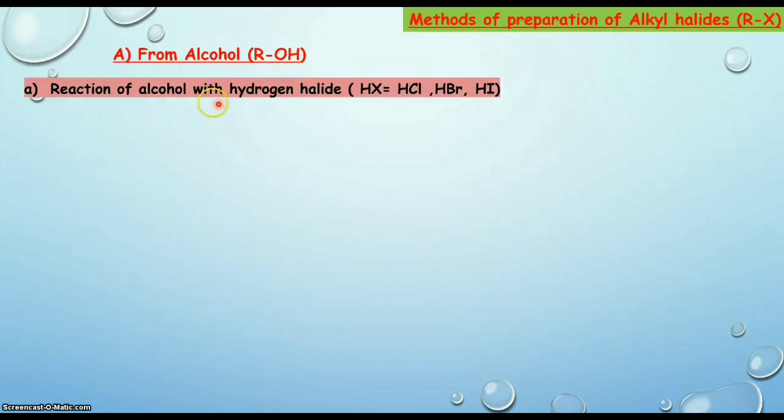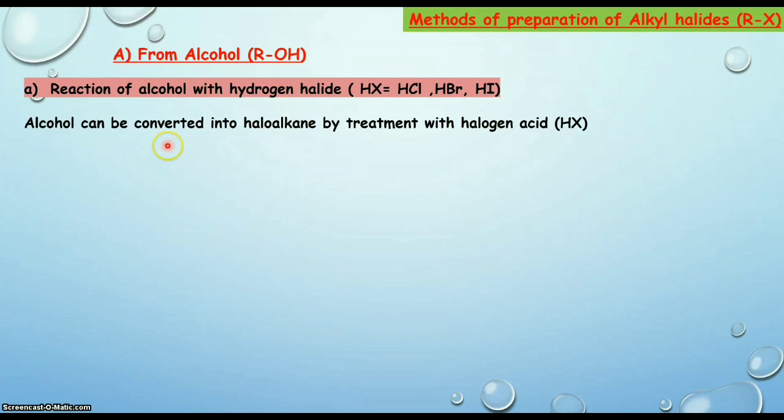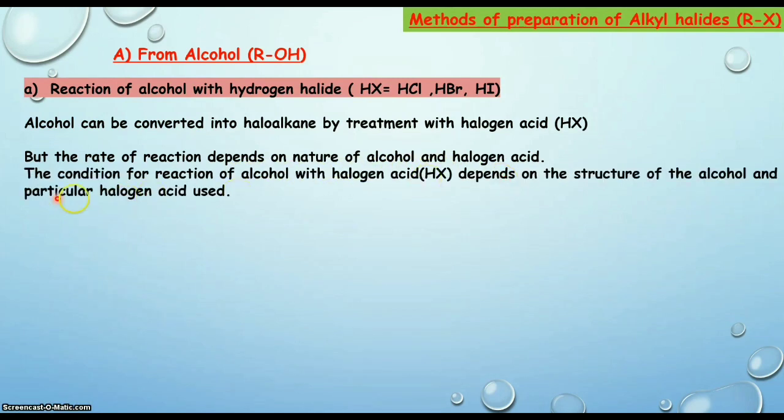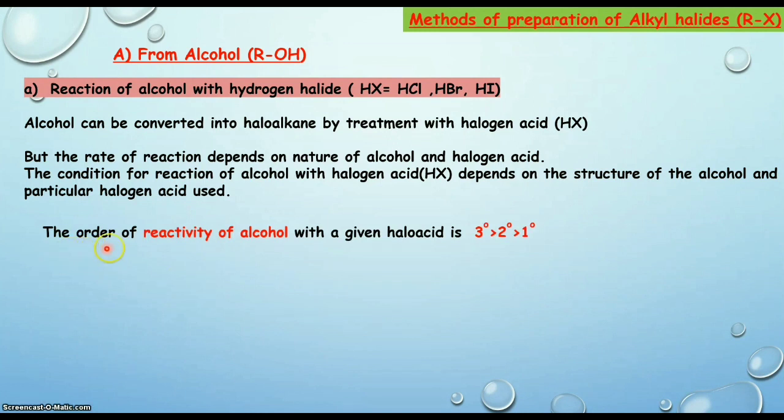Let us start with the reaction of alcohol with hydrogen halide. Alcohol can be converted into haloalkane by treatment with halogen acid, that is hydrogen halide. But the rate of reaction depends on the nature of the alcohol and the halogen acid. The condition for reaction of alcohol with halogen acid depends on the structure of the alcohol and the particular halogen acid used. Let us talk about the order of reactivity of alcohol with a given halo acid. That is, tertiary alcohol is more reactive than secondary alcohol, and secondary alcohol is more reactive than primary alcohol.